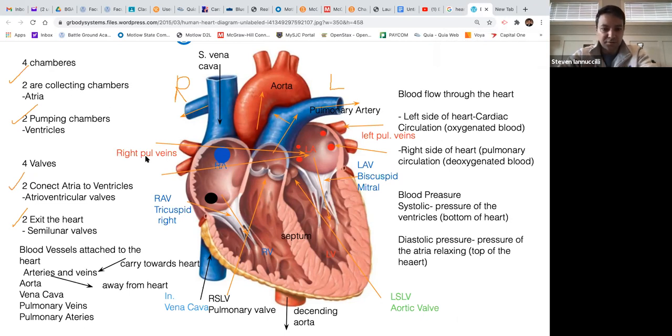Okay, so back to this. You have right pulmonary veins here, you have left pulmonary veins here, they're both attached to a lung. Notice they're veins because they're bringing blood towards the heart. Look at the arrows. The arrows are pointing towards the heart. So we call them veins, but they're red. This is the only red vein that you have in the entire human body. They're called veins because their blood flow is going to the heart, but they're red because they're carrying oxygenated blood.